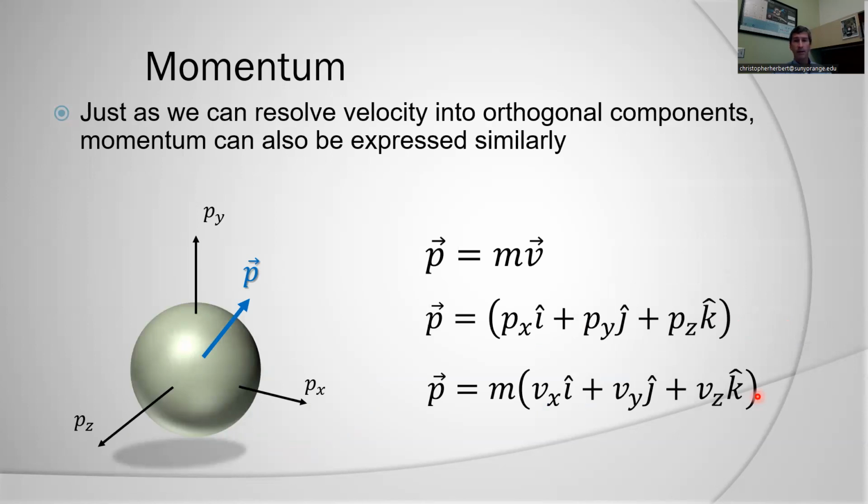Traditionally, we can write momentum in terms of its orthogonal components. If we're adding different momenta together, we need to add the orthogonal components together individually. The x's go with the x's, the y's go with y's, the z's go with the z's, and it adds together just like any other vector that we have.